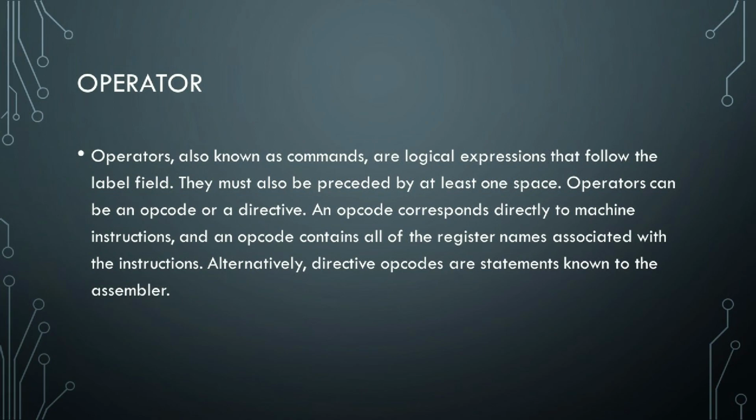Operator. Operators, also known as commands, are logical expressions that follow the label field. They must also be preceded by at least one space. An operator can be an opcode or a directive. An opcode corresponds directly to machine instructions, and the opcode contains all the register names associated with the instructions. Alternatively, directive opcodes are statements known to the assembler.